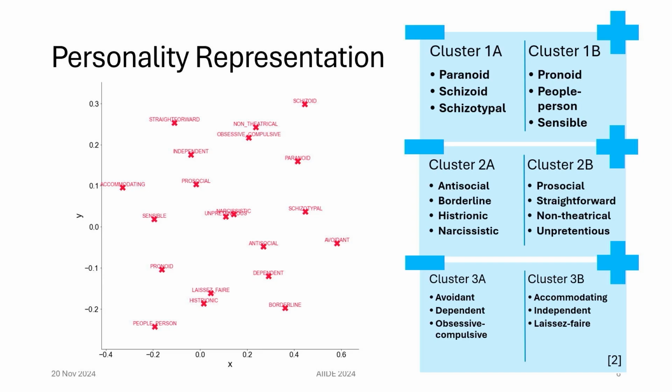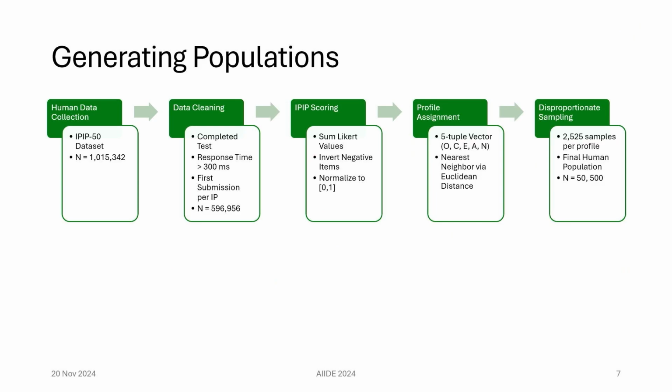We're going to be coming back to this graph to see how the human data and the synthetic data are overlapping. So the general pipeline that I used was, as I said, using the IPIP-50, which started out with around 1 million test results. These were all 50 records of the different responses that people had for each item.